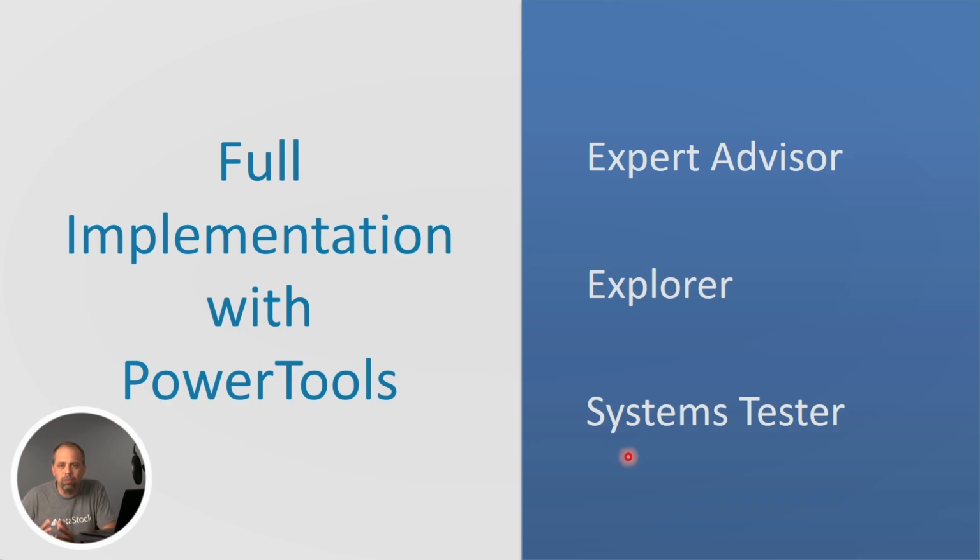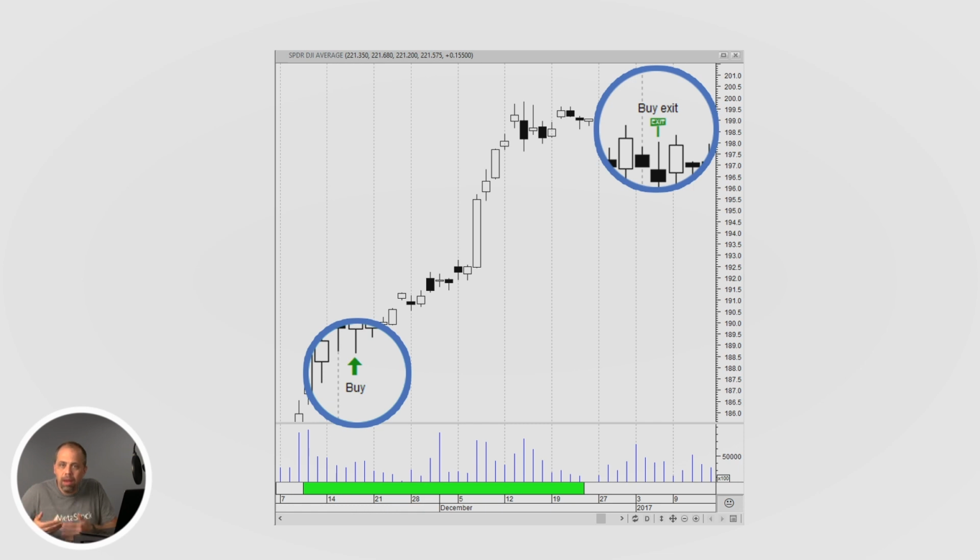In addition with this, we've got full implementation into the power tools. What that means is basically anytime that you, in any of these 14 systems, get a buy or a sell signal, that's going to be annotated on the chart for you. Here we have a clean buy signal, a clean exit signal.